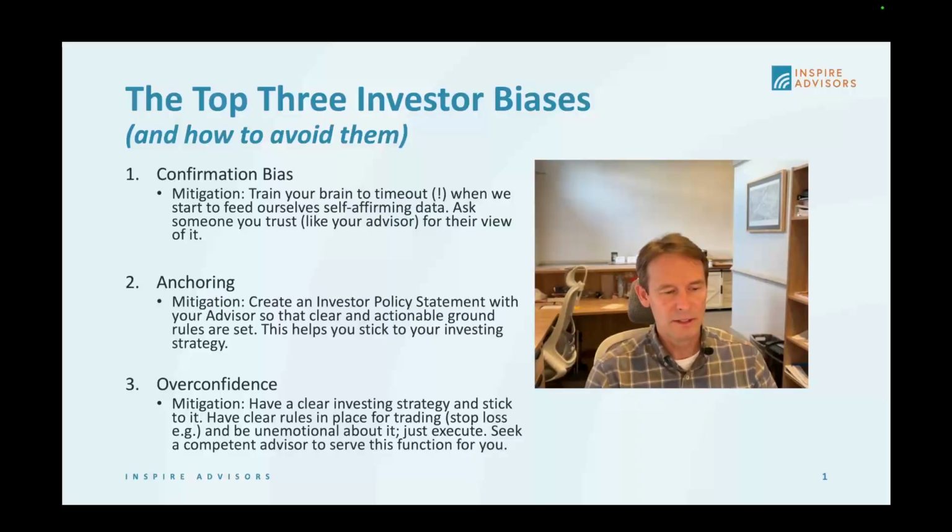So how do we mitigate this one? We need a clear investing strategy and to stick to it. Have clear rules in place for trading. I said investor policy statement earlier. Be unemotional about it. Just execute according to your rules. And if you need help doing that, that's where advisors step in. They can be less emotional about your account and the investing strategy because that's what they do for a living. But again, that's the best way to mitigate this bias of overconfidence.